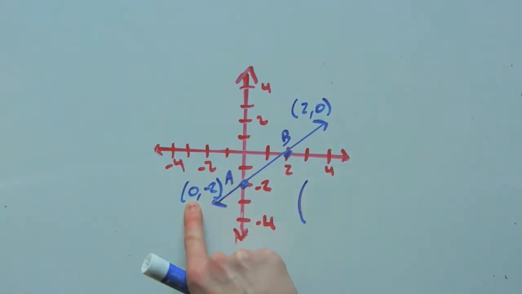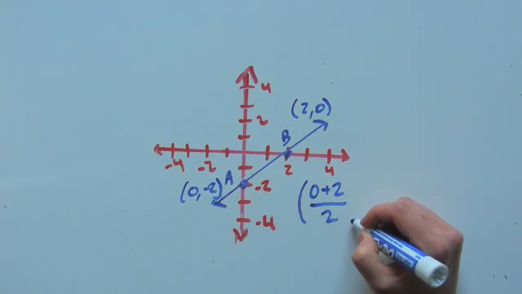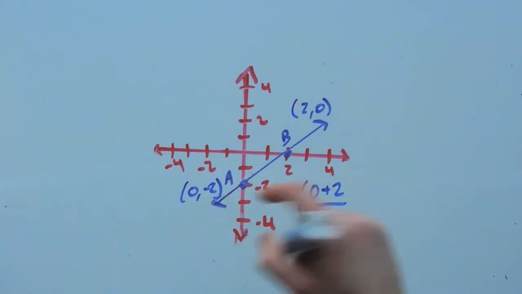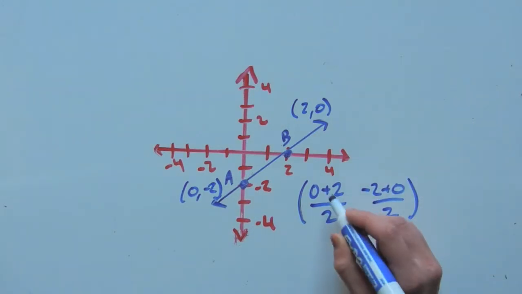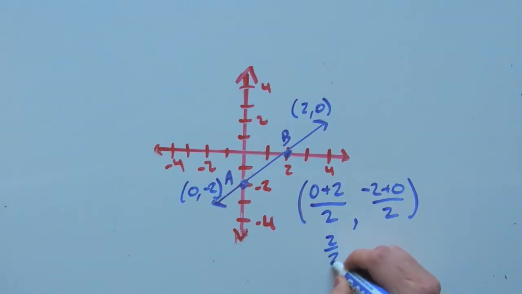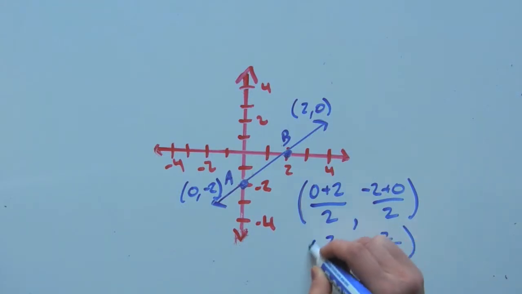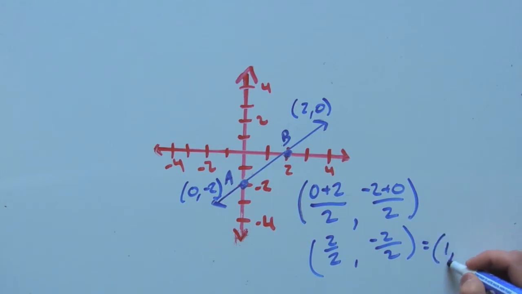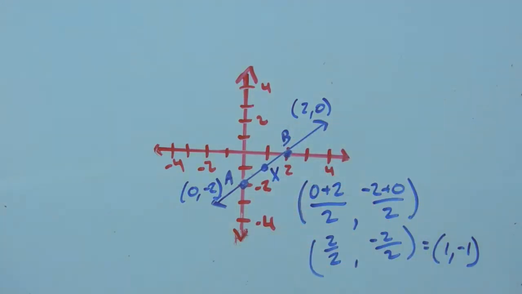So, x coordinates first: 0 plus 2, all over 2. That will be our new x coordinate, followed by our y coordinate: negative 2 plus 0, all over 2. 0 plus 2 over 2 is going to be 2 over 2. Negative 2 plus 0 over 2 is going to be negative 2 over 2. This is going to give us (1, -1). So go over 1 and down 1, and we have our midpoint X.